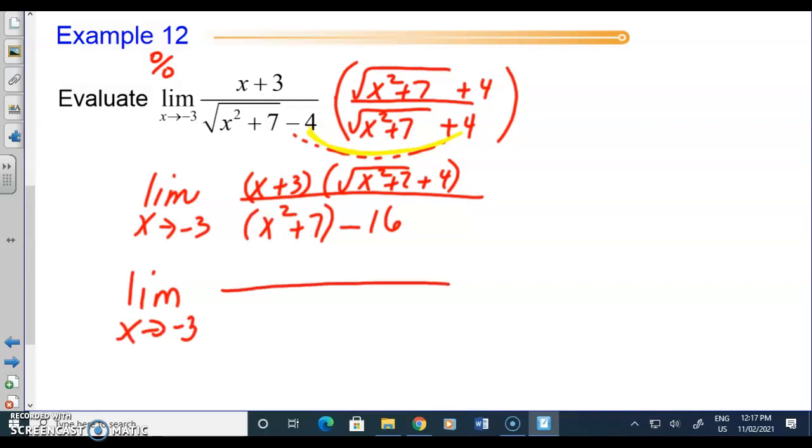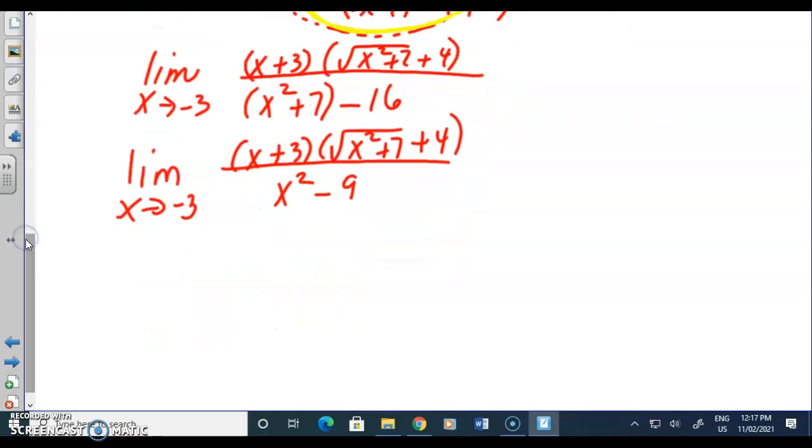Again, don't do anything to the numerator. Leave it alone. So I'm just going to rewrite it out again. And then you'll notice that you have two numbers, 7 minus 16, and that reduces. So you have x squared, 7 minus 16 is subtract 9.